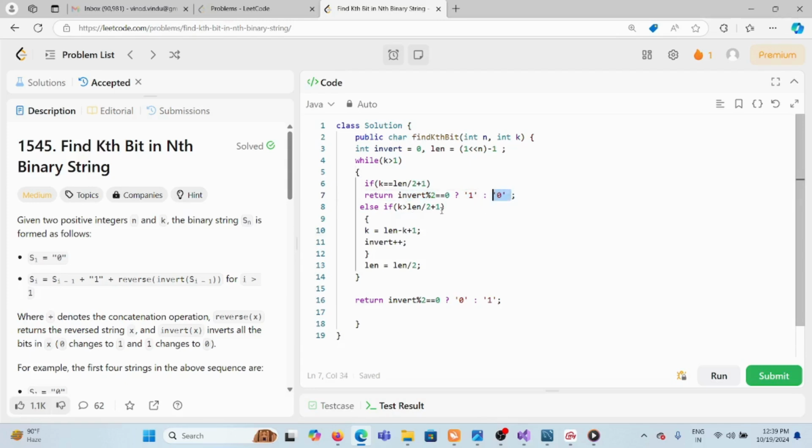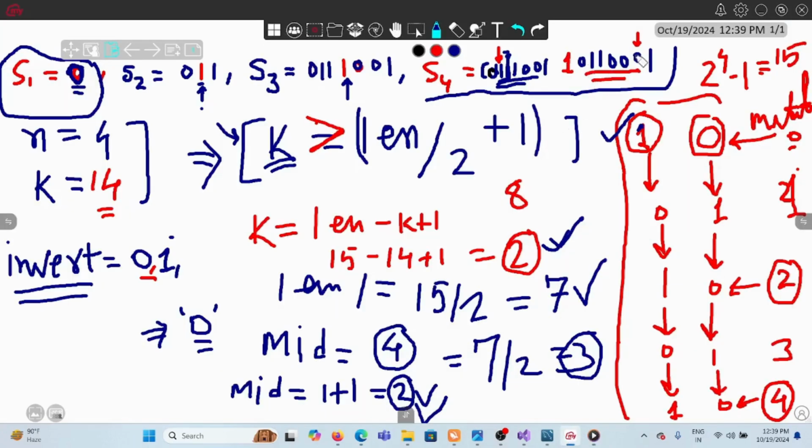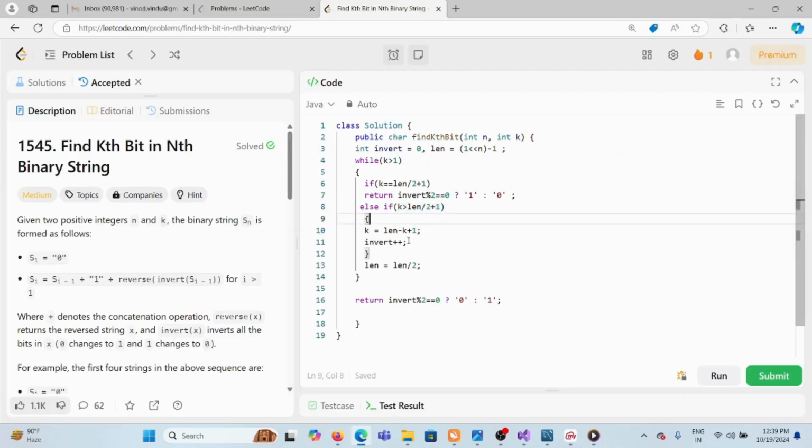Otherwise, what happens if k is greater than length divided by 2 plus 1? That means we are going to the right side of it. In the right side we were looking for the mirror image, like we found here the mirror image index. So k equals length minus k plus 1. And we are doing invert plus plus because we are going to the right side of the midpoint. That means one inversion of the left side string must be there. So that is why the invert count would be increased.